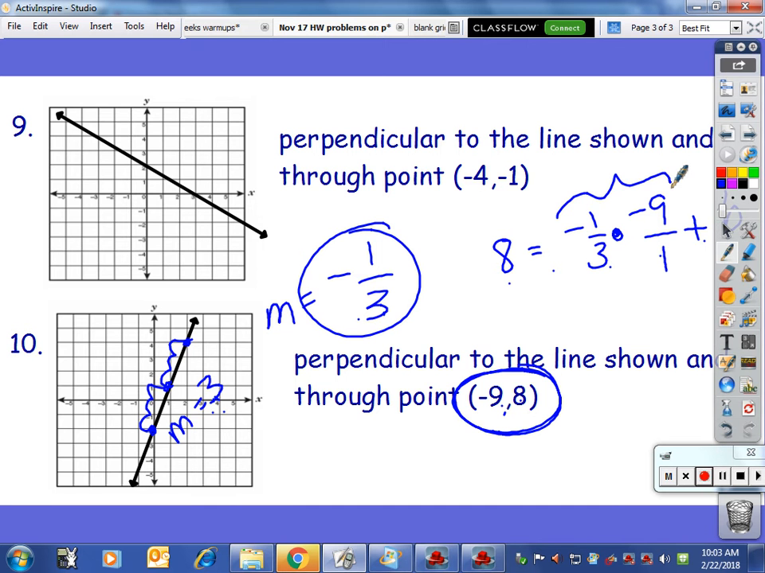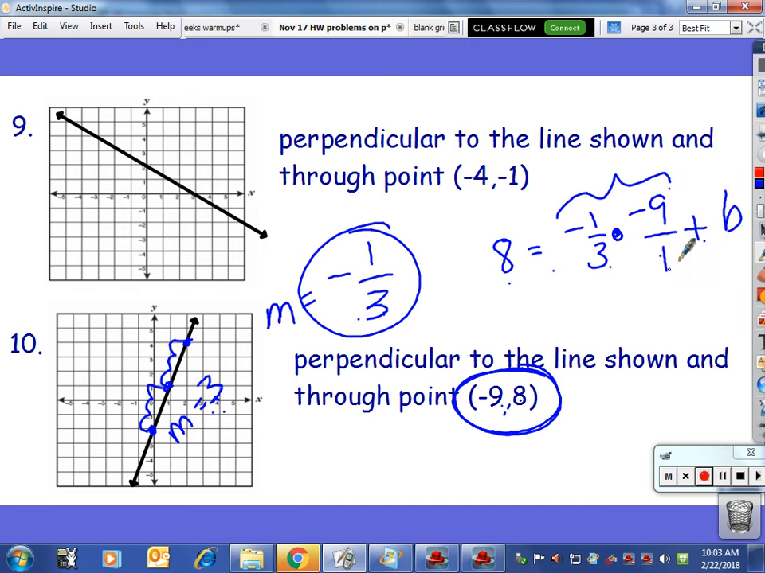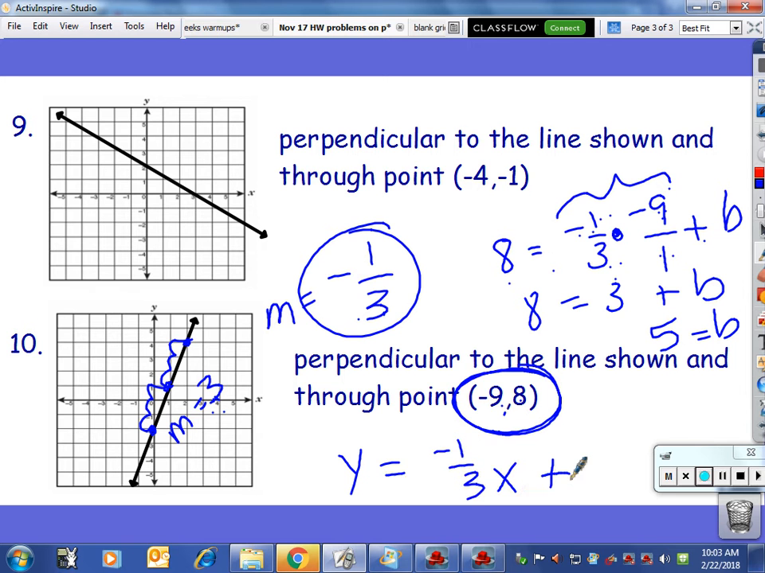Now, I did make something nice happen on all these. The fraction disappeared on these, I think. I thought all of them. No? Negative 1/3 times negative 9. If you don't like multiplying fractions, then by all means use your calculator. First of all, I know that's going to be positive. Positive 9 over 3, which is 3. And then just subtract 3 from both sides. 8 minus 3 is 5. So my answer should be y equals negative 1/3 x plus 5.